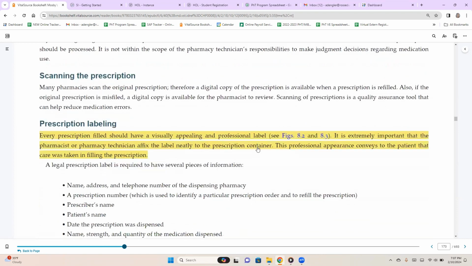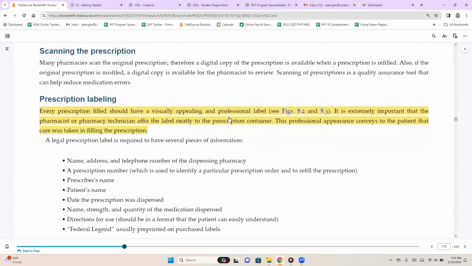Most pharmacies scan the original prescription that they're given. Therefore, a digital copy of the prescription is available when a prescription is refilled. Also, if the original prescription is misfiled, the digital copy is available for the pharmacist to review. Scanning of prescriptions is a quality assurance tool that can help reduce medication errors. So, if anyone brings in a handwritten prescription or prescription on a piece of paper, you're going to scan it into your computer system.